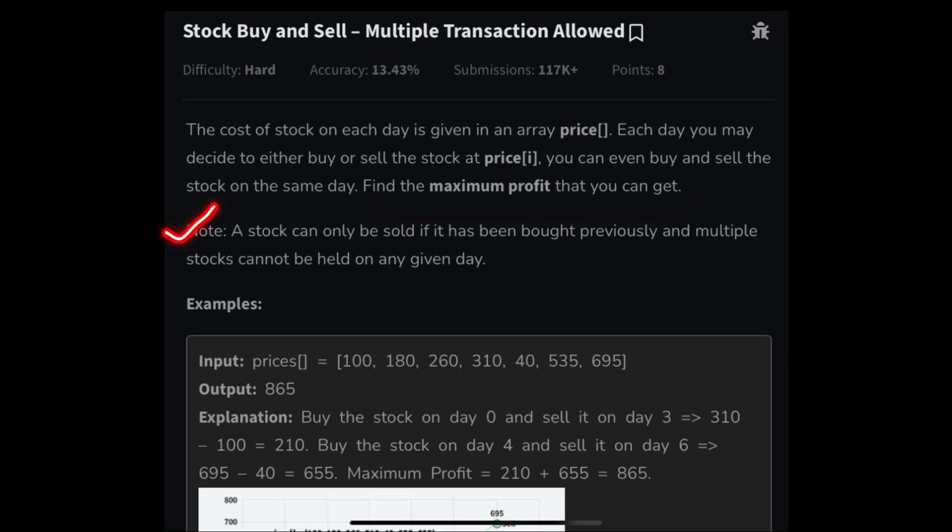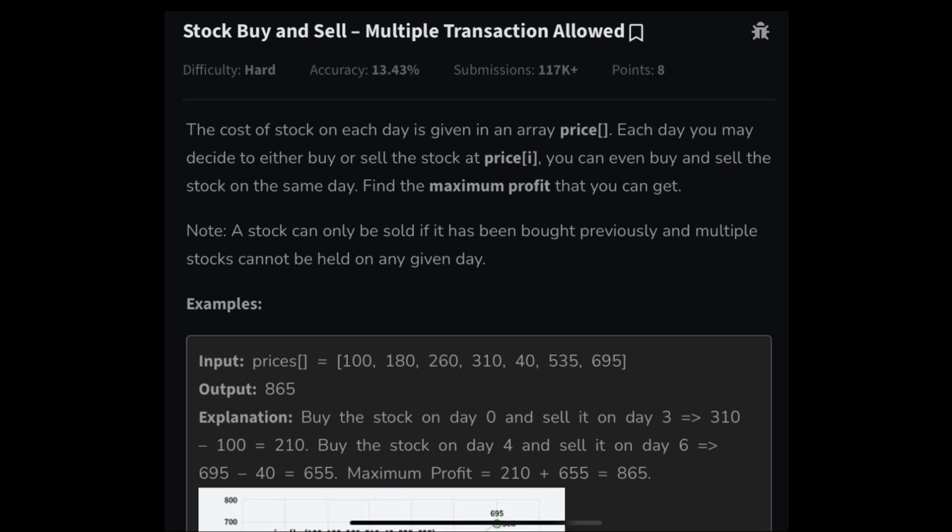But there's a quick note here. A stock can only be sold if it has been bought previously, which makes sense, right? And multiple stocks cannot be held on any given day. So the process should go as: if you have bought, you need to sell, and if you have sold, you need to buy. Not like you have bought, and bought again, then sold, right? It should follow a process. If you have bought, you need to sell, and if you have sold, you need to buy. So this is what the note says, right?